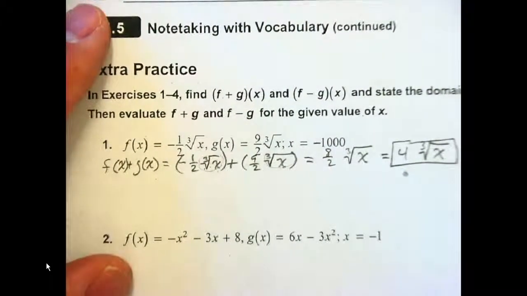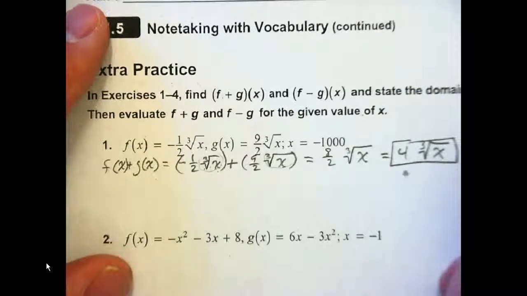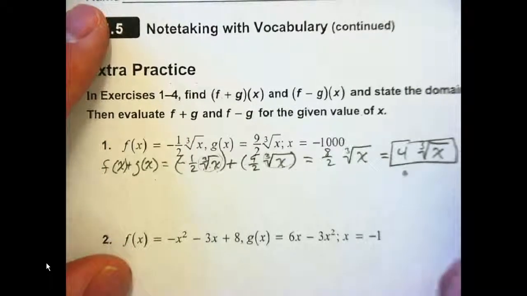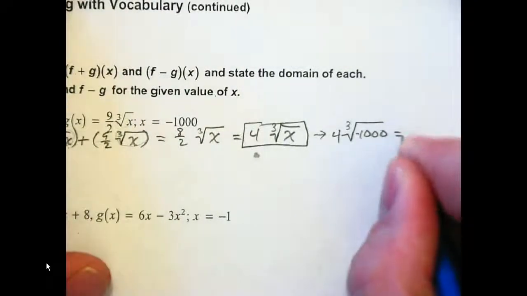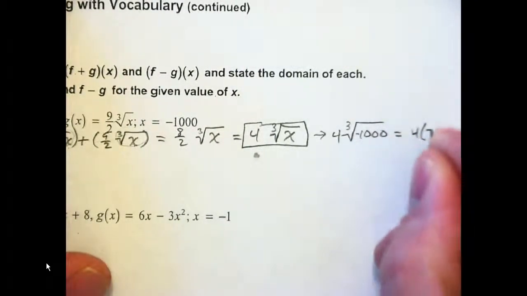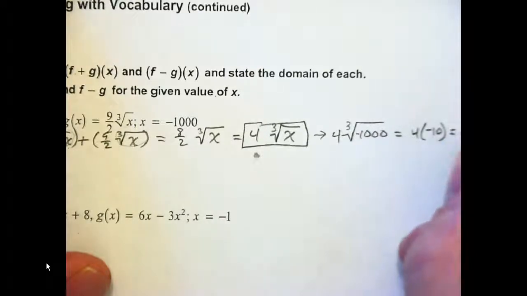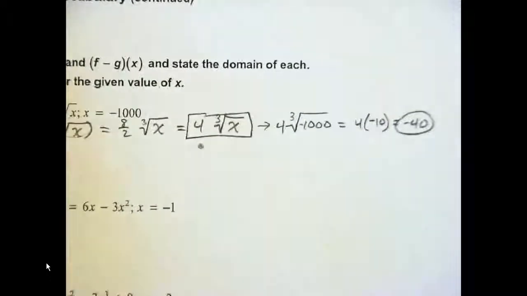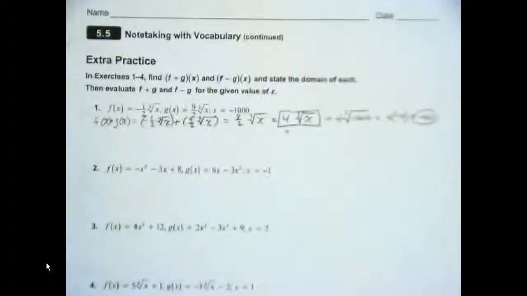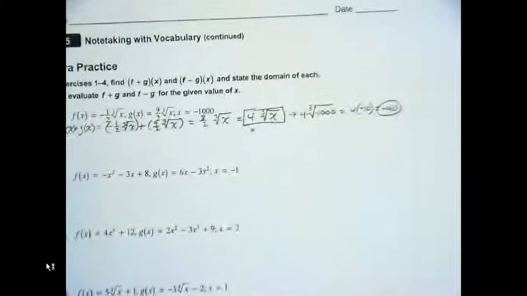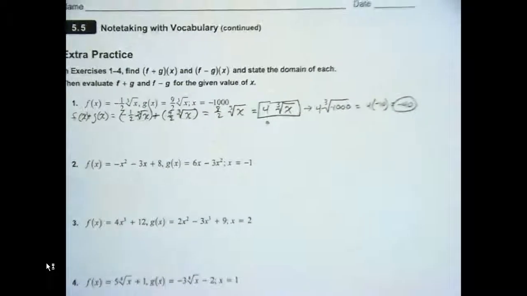Now we've got to plug in negative 1,000. So when we plug in our negative 1,000, that ends up giving me 4 times negative 40. Very good? Yep, we haven't got there yet, but we will. Okay, any questions up to there?